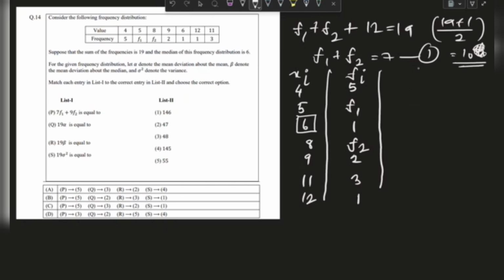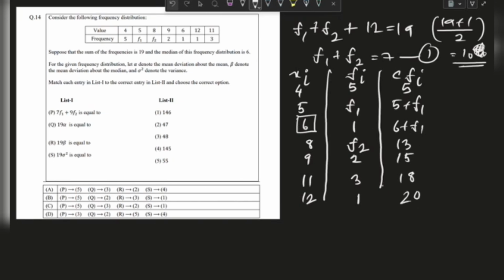Anyways, we will calculate. We have to actually find out a term whose cumulative frequency is either equal to this or greater than this. So we will write down the cumulative frequencies first. So these are the cumulative frequencies. Now after this, if you add 6 plus f1 plus f2, actually f1 plus f2 is 7, you know that. So we'll directly write this down. This will be 6 plus 7 is 13, plus 2 is 15, plus 3 is 18, and plus 1 is 19. Okay, this is not 19, this is 20.